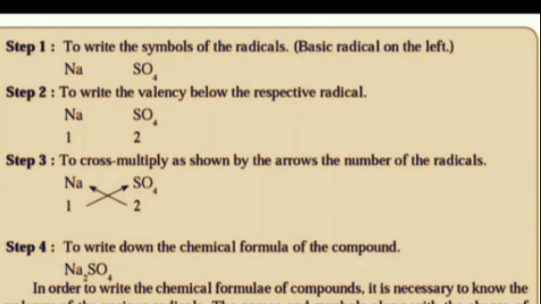Because the electronic configuration of sodium is 2, 8, 1, in the outermost shell only one electron is there. Therefore, the valency of sodium is 1 and of SO4 is 2. In the third step, cross multiply as shown by the arrows the numbers of the radicals. Therefore, multiply 2 by Na and 1 by SO4. And in the fourth step, write down the formula, that is Na2SO4.